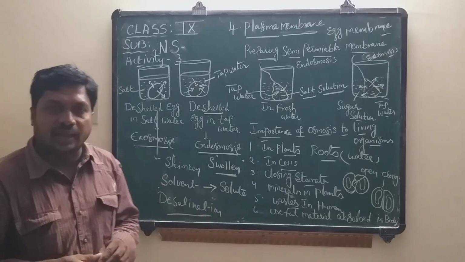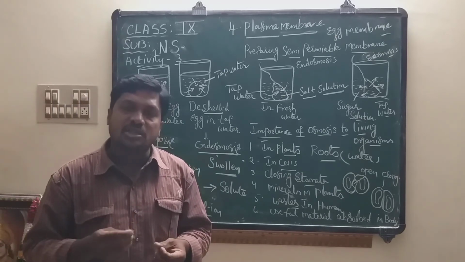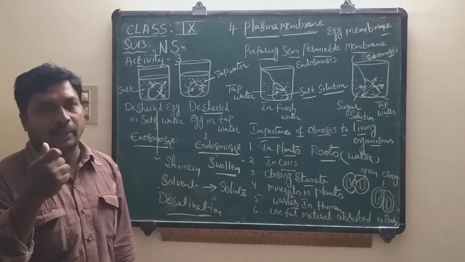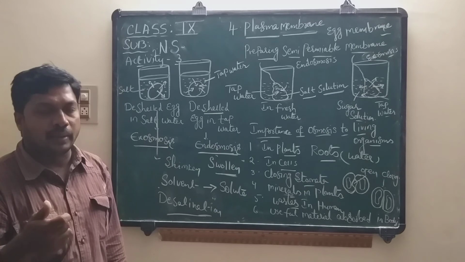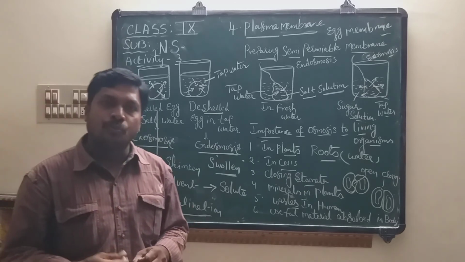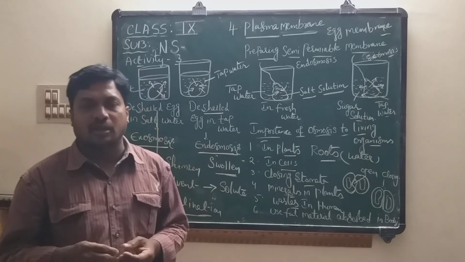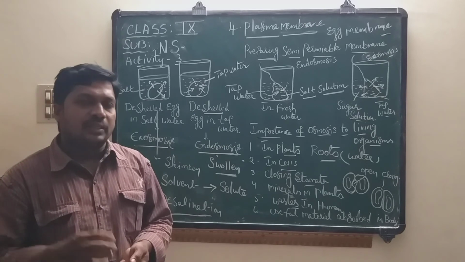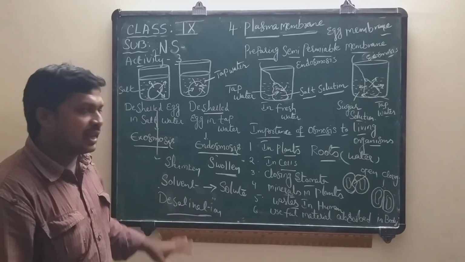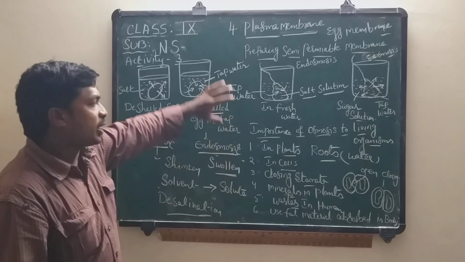What is meant by desalination? Removal of salts from seawater through a membrane, selectively permeable membrane or semi-permeable membrane, is known as desalination. Desalination means removal of salt from seawater. We cannot use seawater for drinking purposes, no. So the salts present in the seawater get removed in the process of desalination through a membrane known as selectively permeable membrane.